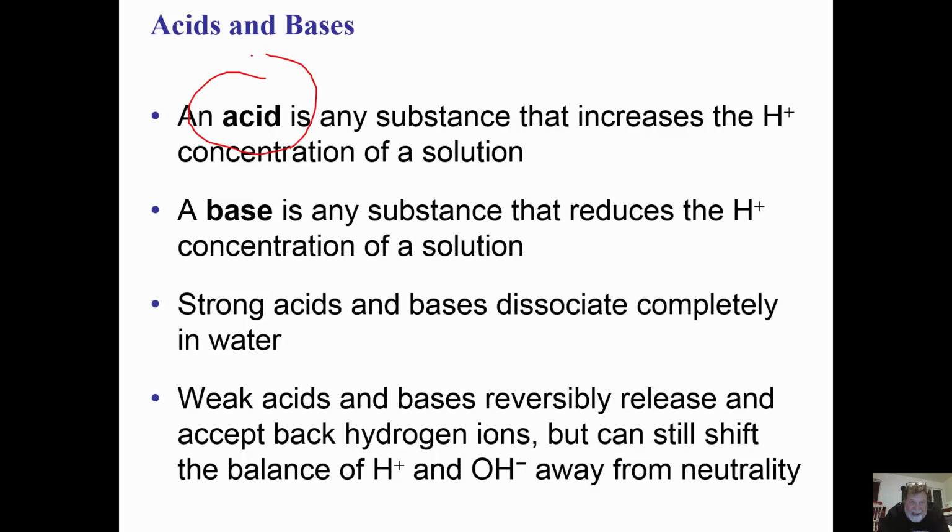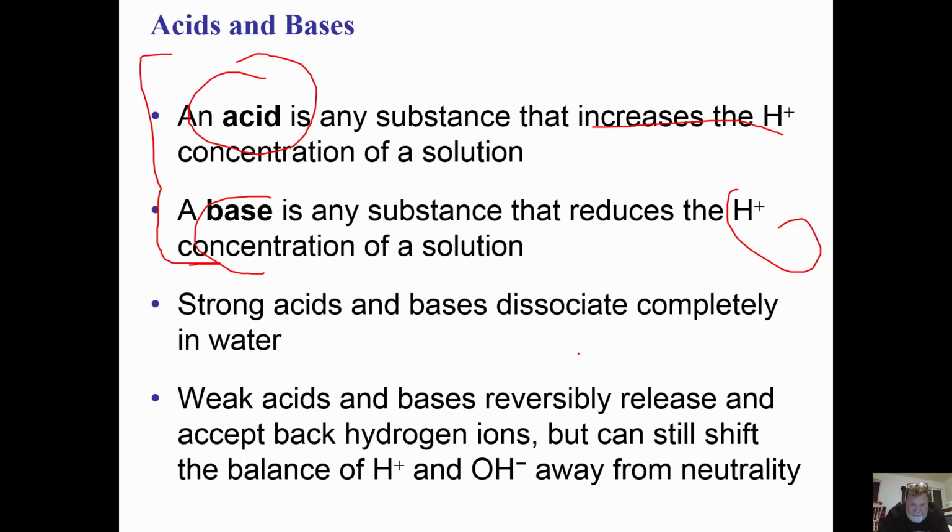An acid is any substance that increases the free hydrogen ion concentrations in a solution. A base is any substance that reduces the hydrogen ion concentrations in a solution. This is an interesting concept, but just memorize this for now. Strong acids and bases dissociate completely in water. So what happens is, when you put a strong acid in water, all the hydrogens that it can give up, it's going to give up.